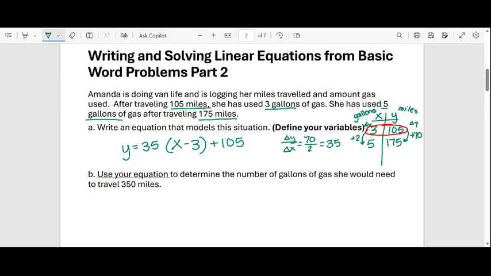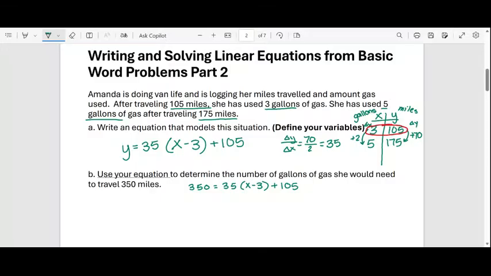Next, we're going to use our equation to determine the number of gallons. So gallons is going to be the x. We don't know what the x is. That she would need to travel 350 miles. So this one's a little different. I have to plug in 350 for my y, which is my miles. So I'll say 350 equals 35 times x minus 3 plus 105. So instead of plugging in the value for my x, in this case, since my miles is 350, I'm going to plug in 350 for my y.